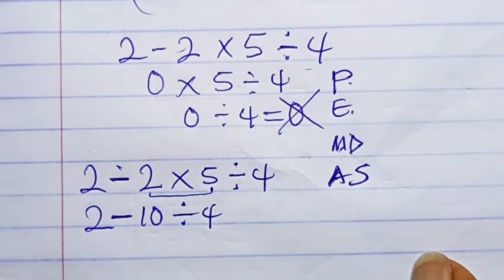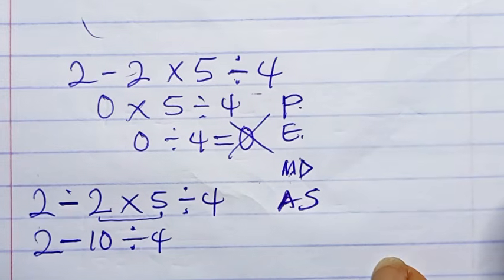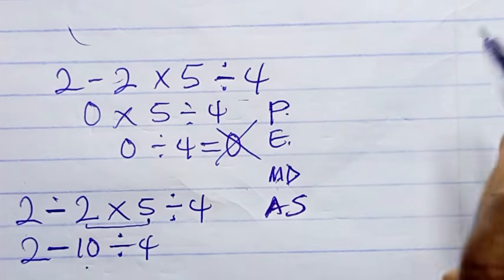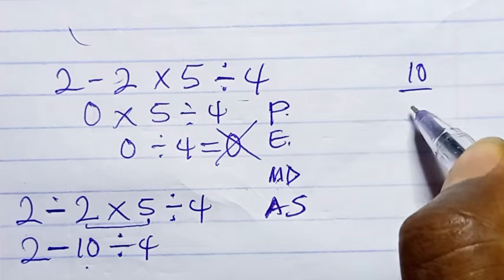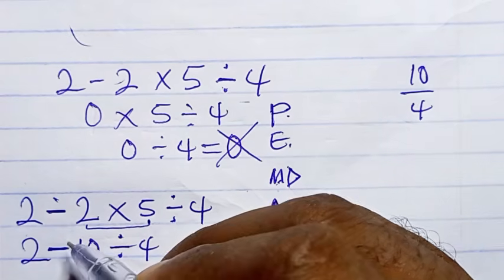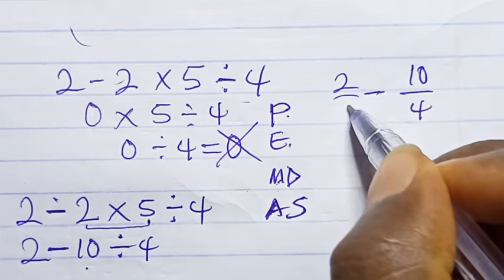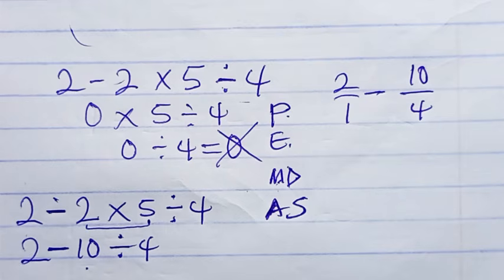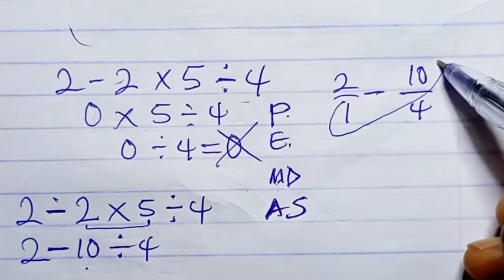Okay, now I want us to write this in a fraction way. 10 divided by 4 can be written as 10 over 4. All right, this minus, bring it here, then write this 2 over 1 to make it a complete fraction. So now let's use our butterfly method to solve this.